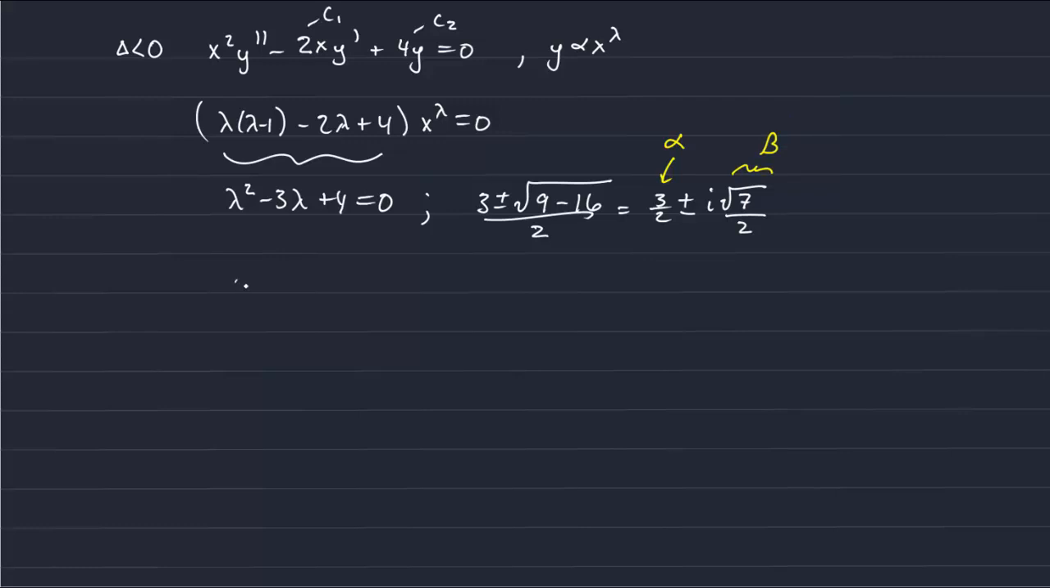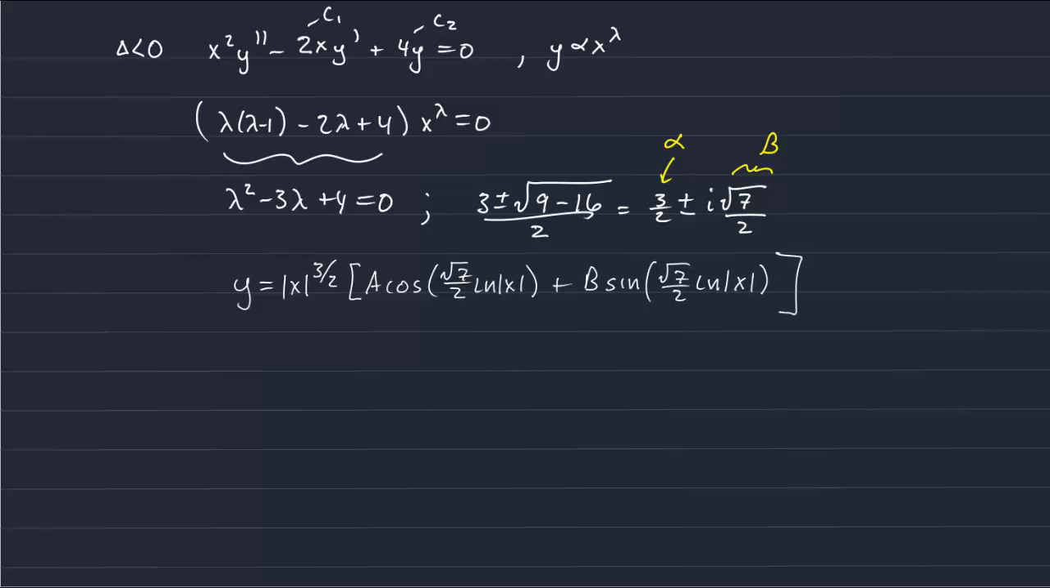So our solution is equal to the absolute value of x raised to the 3/2 power times a cosine of the square root of 7 over 2 times the log of the absolute value of x, plus b times sine of the square root of 7 over 2 times the absolute value of x. And there we have it.